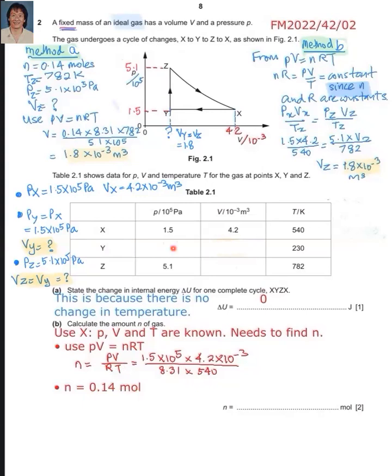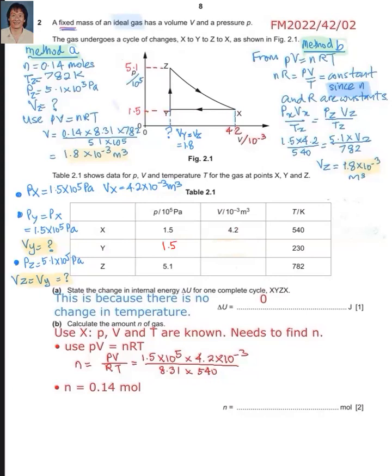Then we need to fill up the table. 3 values need to be filled up here: the pressure at Y, the volume at Y, and the volume at Z. We know that the pressure at X is 1.5 times 10 to the power of 5 Pascal, and the volume at X is 4.2 times 10 to the power of minus 3 meter cube. We know that the pressure at X and Y are the same because of this horizontal line. So therefore, the pressure at Y must also be 1.5. So this is 1.5.